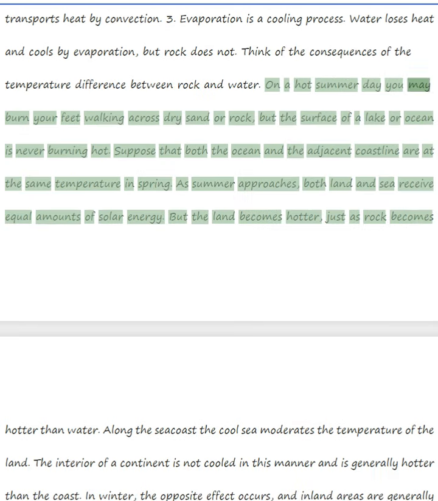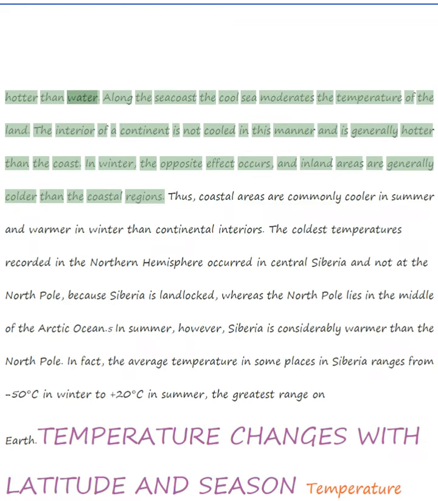On a hot summer day you may burn your feet walking across dry sand or rock, but the surface of a lake or ocean is never burning hot. Suppose that both the ocean and the adjacent coastline are at the same temperature in spring. As summer approaches, both land and sea receive equal amounts of solar energy. But the land becomes hotter, just as rock becomes hotter than water.